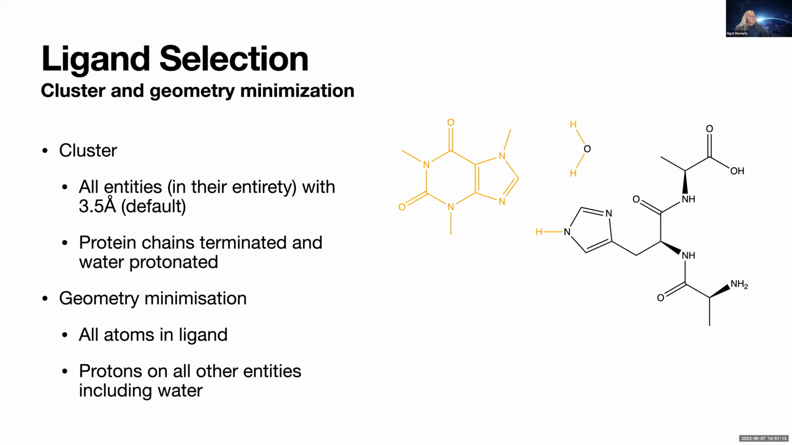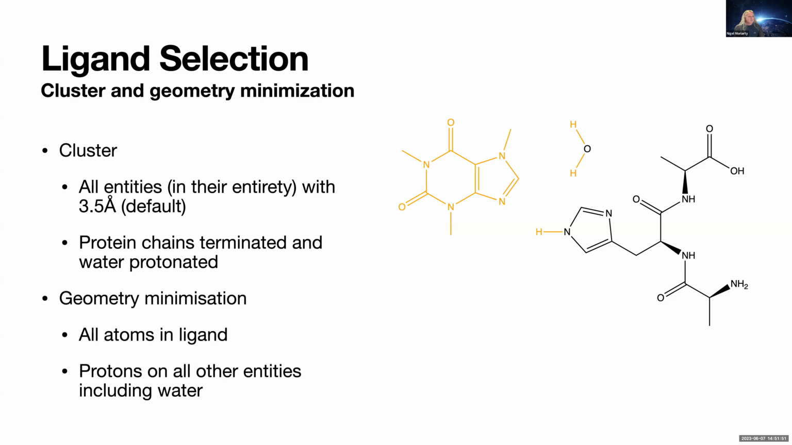Now, by default, when you choose your entity, and I've chosen caffeine as my example here, just in case people are falling asleep because I'm the last speaker, the orange entities in my model are those things that will be optimized, the position. So by default, it's the ligand, the hydrogens on the water, so that you can see if there's any hydrogen bonding based on the water. And then all the protons on the protein are also done.